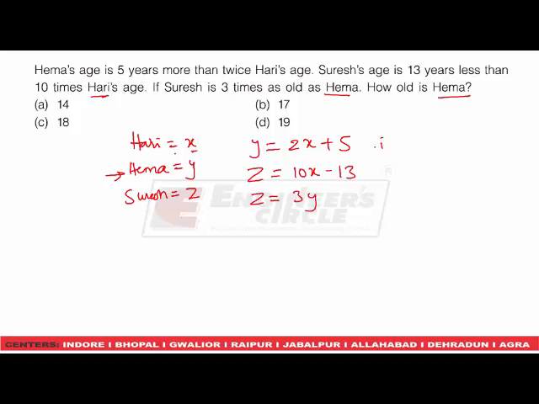So we have 3 simultaneous equations and we can solve to find out y. We can solve this by putting the value of z, that is 3y, here, and then solving for x, and then putting x in terms of y. And by solving we get y equal to 19. So therefore the correct answer would be option D.